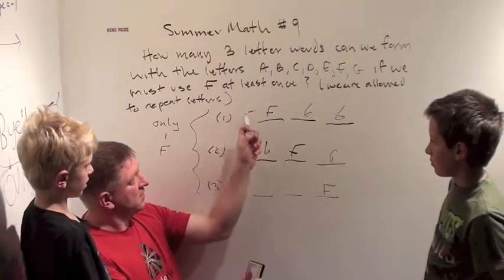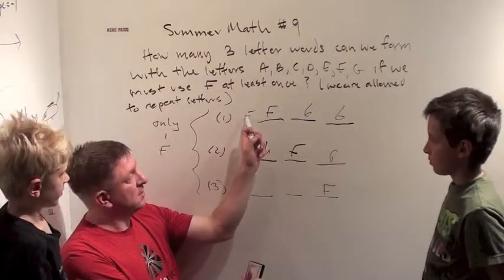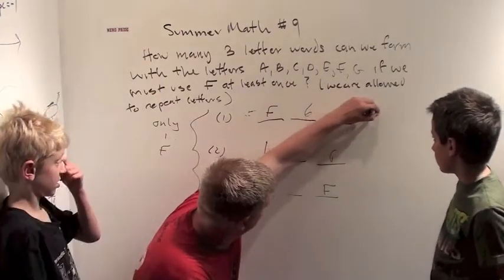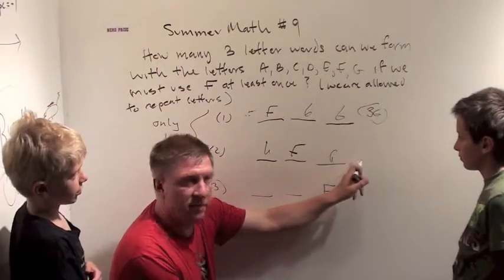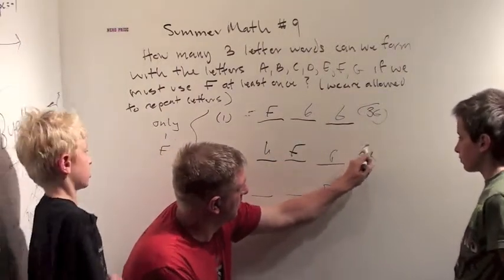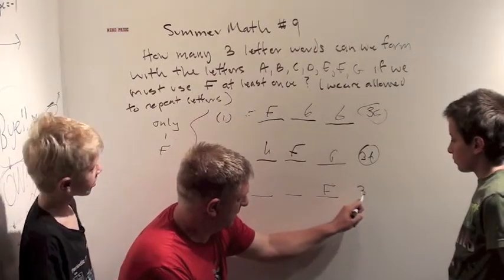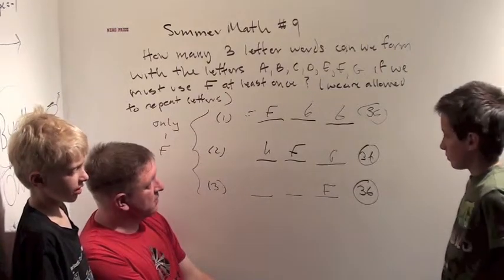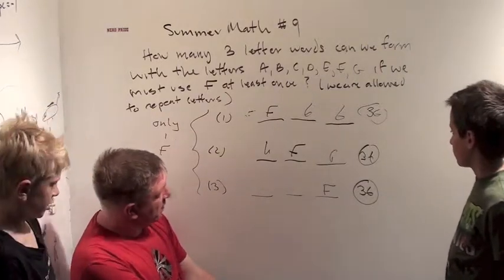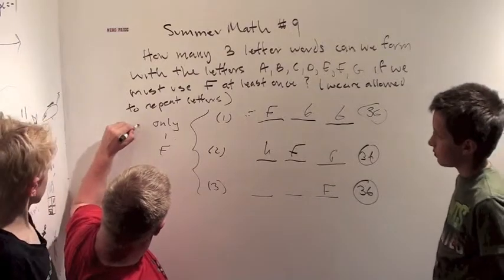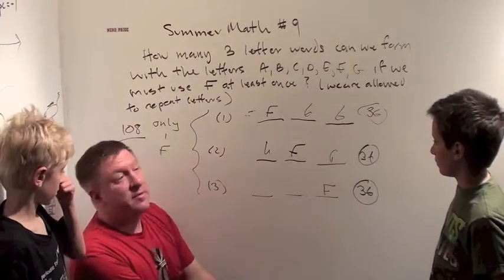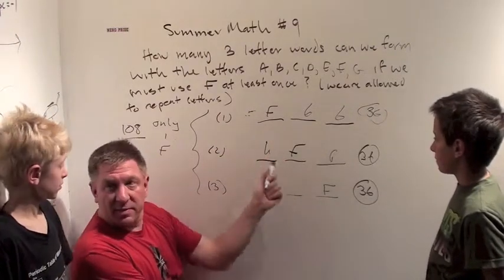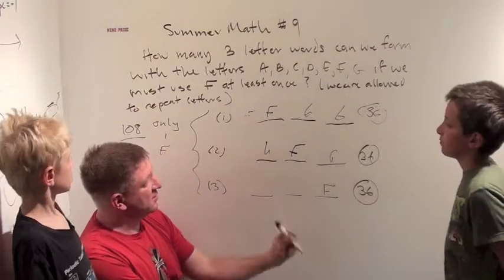So, how many cases are there for this one? It's six times six, which is 36 cases. How many for this one? 36 again. How many for this one? It's 36. Okay, what is 36 plus 36 plus 36? I think it's 108. Okay, 108 with only one F. Does that make sense? Yes. This is a nice case because there's no overlaps. What do you think case two is going to be?